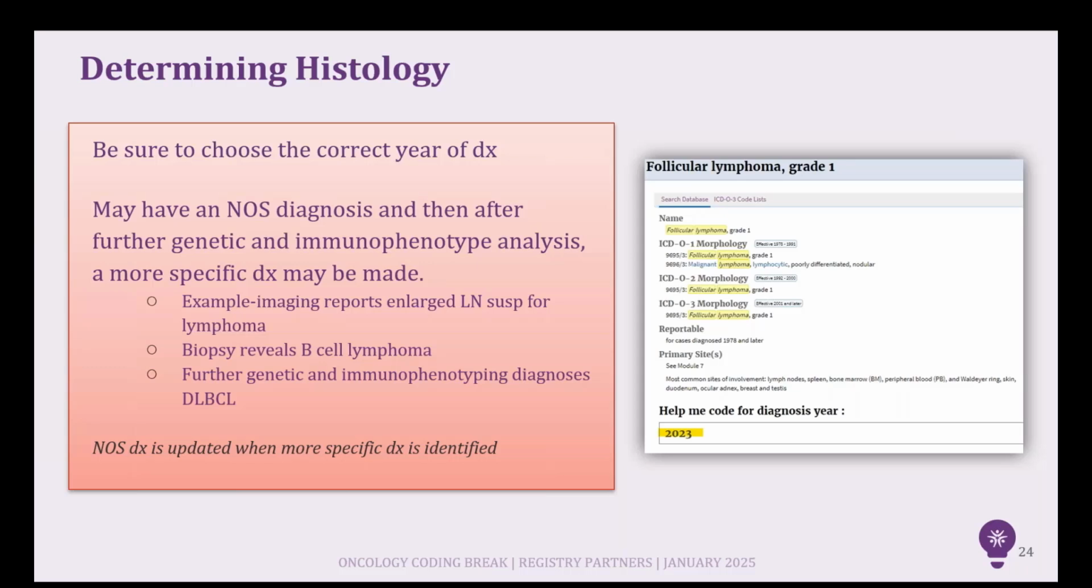Initially, you may have an NOS diagnosis for lymphomas, and then after those additional special studies that we just talked about, a more specific diagnosis can be made. So for example, you may have an imaging report that suggests enlarged lymph nodes, raises suspicion for lymphoma. The physician performs a biopsy, which reveals B-cell lymphoma. And then after further testing, the diagnosis might be updated to DLBCL. So once a more specific diagnosis is identified, that NOS diagnosis needs to be updated to reflect the more specific diagnosis.